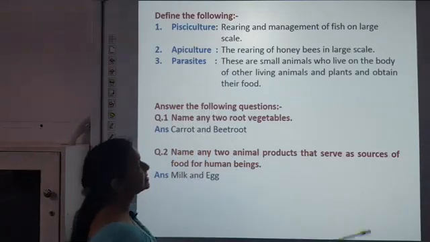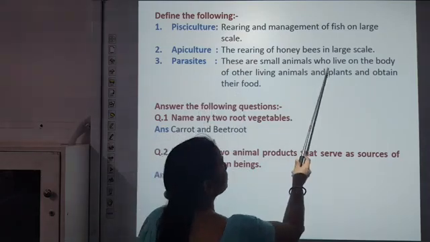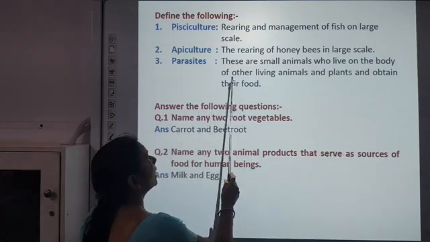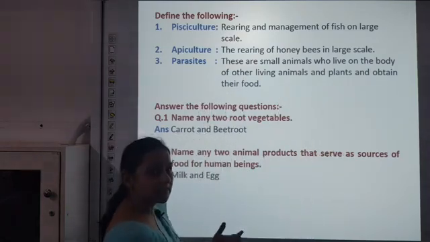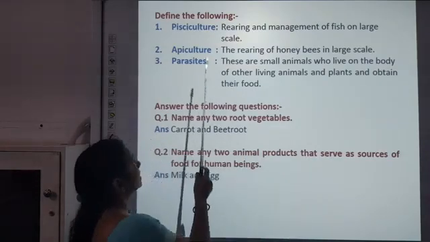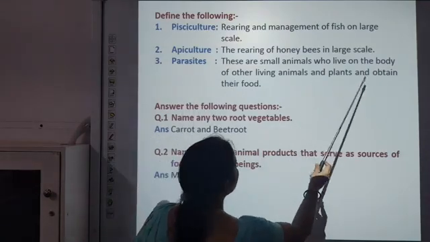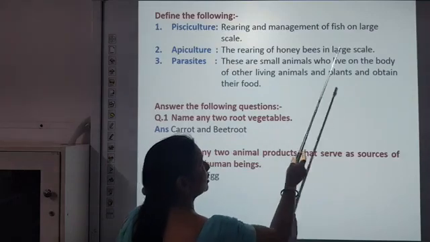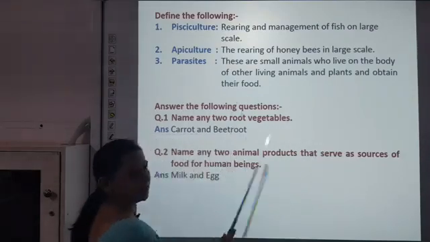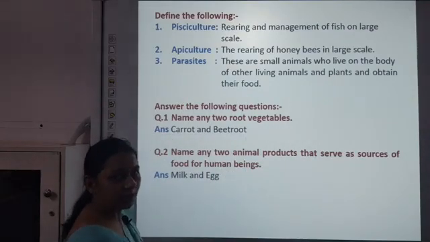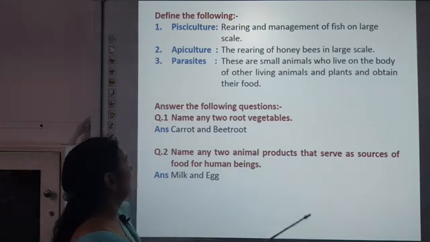Now, parasites. What are parasites? These are the small animals who live on the body of other animals, like tapeworm. You can say these are parasites, and plants too, they live on other animals' bodies or plants and obtain their food from the other body on which they are living.